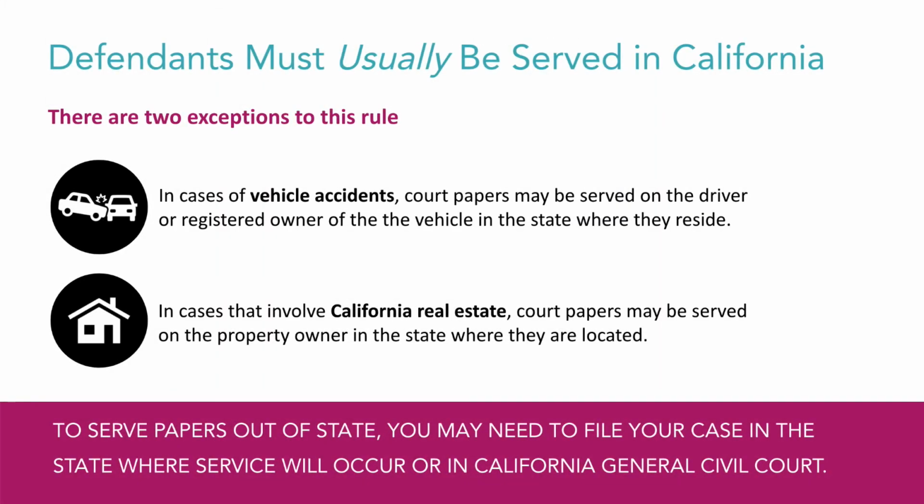Second, small claims rules of service require that court papers be served in the state of California. There are only 2 exceptions to this rule. If you were involved in a vehicle accident, court papers may be served to the driver or registered owner in the state where they reside. Also, if you are involved in a dispute that concerns California real estate, court papers may be served to the property owner in the state where they are located. If you need to serve court papers on someone out of state and you don't fall under one of these exceptions, then you'll need to file your claim either in the state where the defendant will be served or in California General Civil Court.